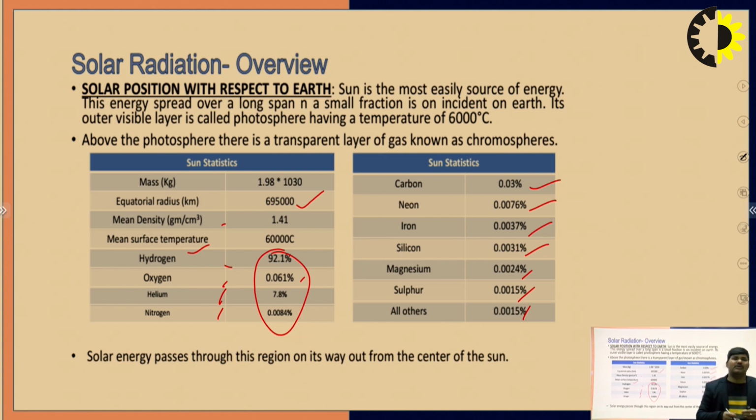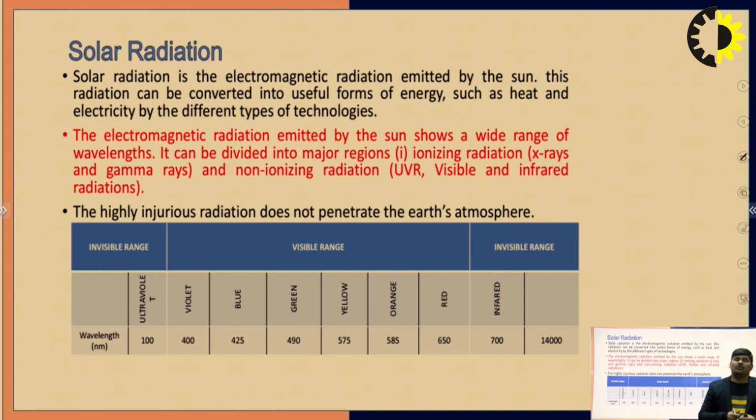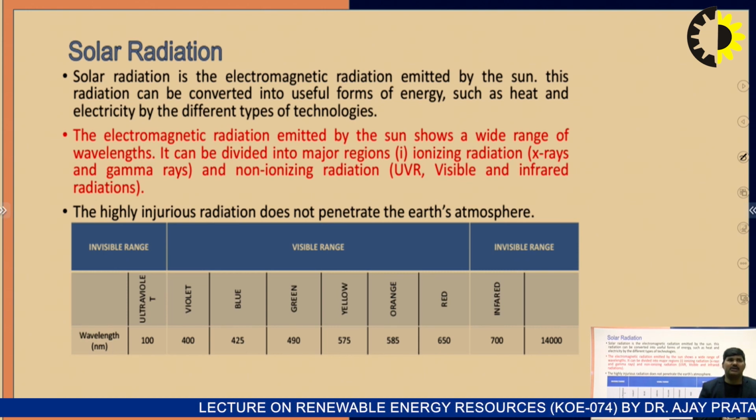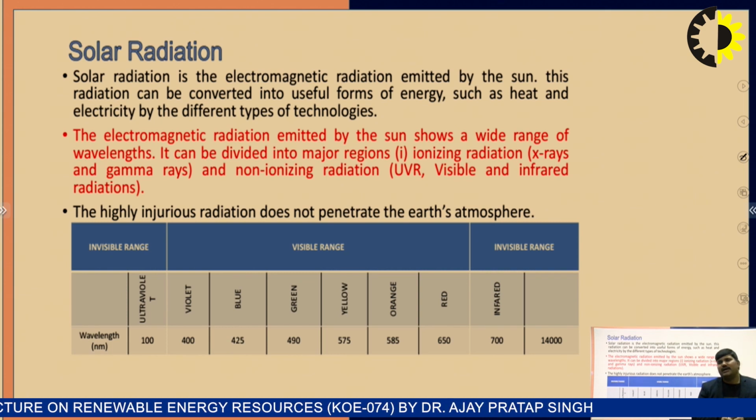So we can say that the solar energy passes through the region on its way out from the center of the sun. Solar radiation is the electromagnetic radiation emitted by the sun, and this radiation can be converted into useful forms of energy such as heat and electricity, but by different types of technology.